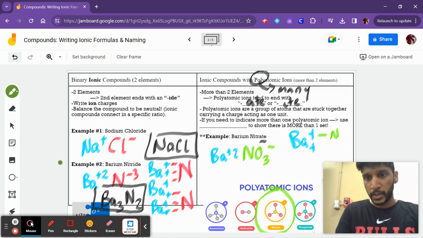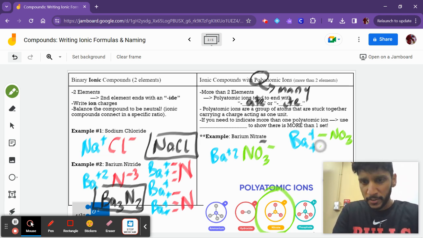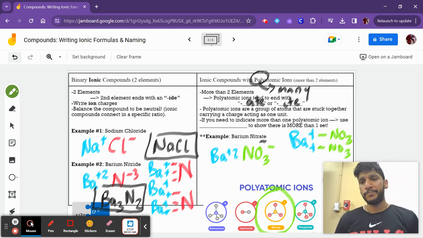And then nitrate, I'm keeping NO3 together because again, this is a polyatomic ion. Those things are stuck together. They're not going to separate out. So what do we need more to balance it out? We're going to need another nitrate, right? So we needed to add a second nitrate out there.